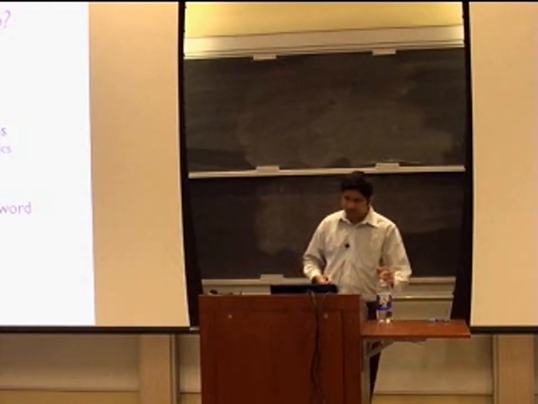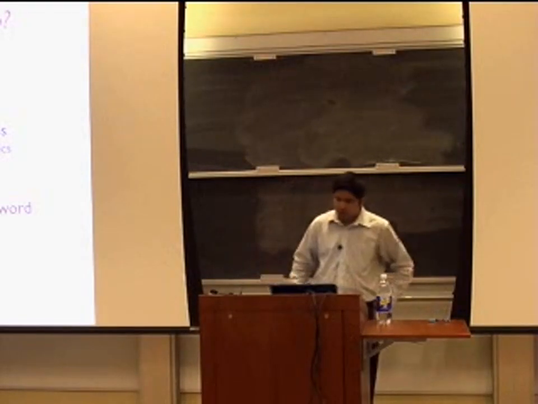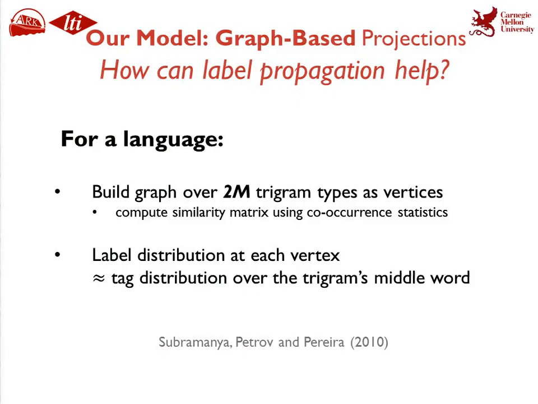Okay, so how can label propagation help? What we did was we take a language and build a graph over 2 million trigram types as vertices. We choose trigrams because we are only concerned about the middle word of the trigram, and we are trying to induce the distribution of part of speech tags for the middle word. The left and right context of a particular word disambiguates a lot and gives you only 1 or 2 possible tags that the middle word can take. It also helps us create a nicer graph than creating a graph over only words.